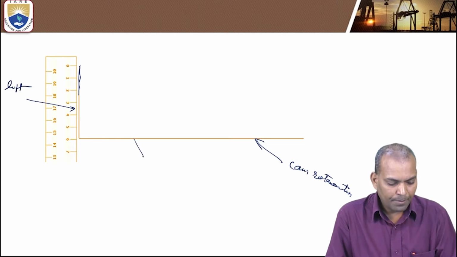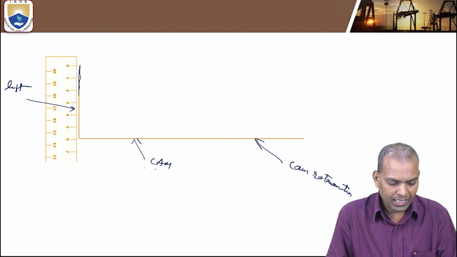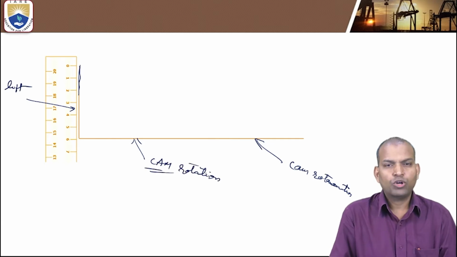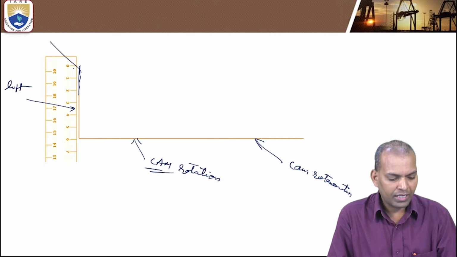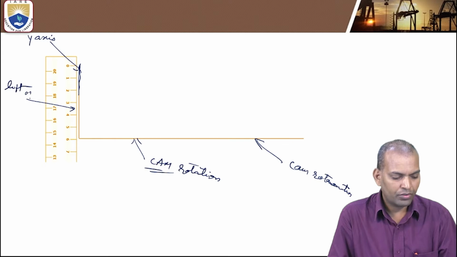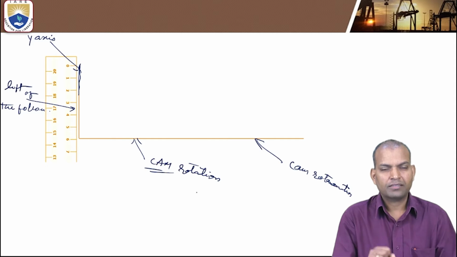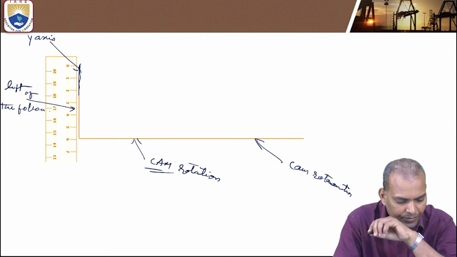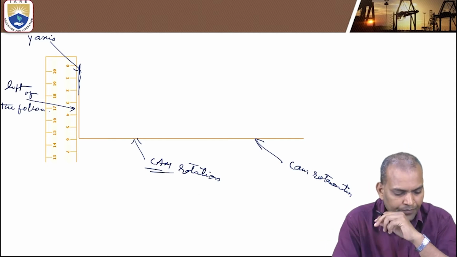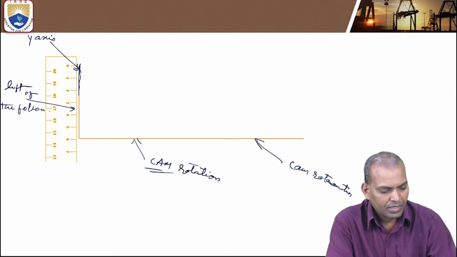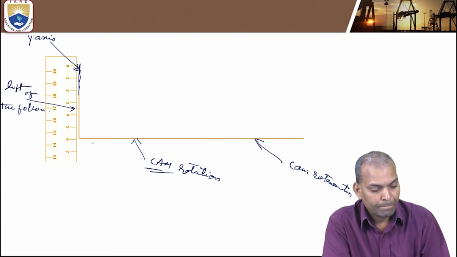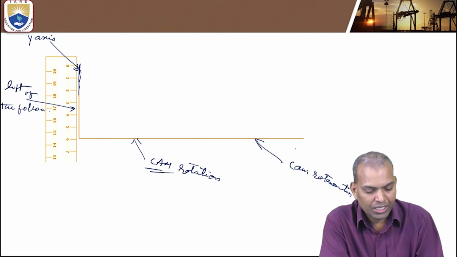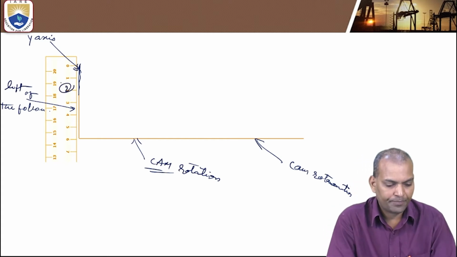This is the cam rotation on the x-axis and the total lift of the follower on the y-axis. This is the lift of the follower on the y-axis, and this is the rotation of the cam. That is the second step.